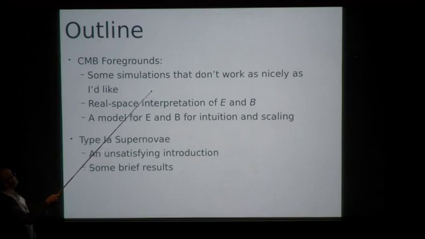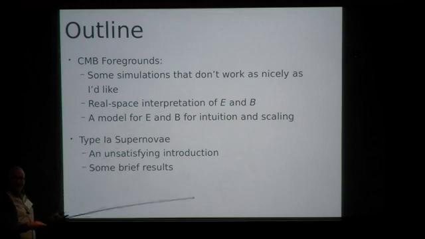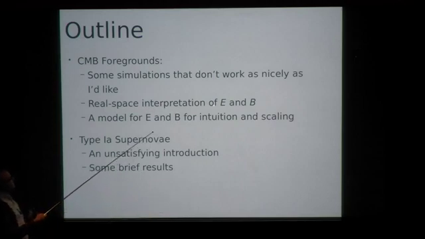First I'm going to start with some simulations that didn't work. But now that I've heard Alexei talk, I know why they didn't work. And then I'm going to talk about real space interpretations of E and B, because I don't really have a very good intuition for E and B. But one of my collaborators, Kevin Huffenberger, has developed this real space interpretation that works very nicely. And then I'll talk about modeling this with filaments. And then I'll talk very briefly about Type 1a supernova. I'll give you a very unsatisfying introduction, and then I'll show you some cool movies.